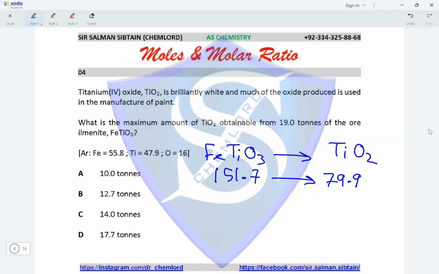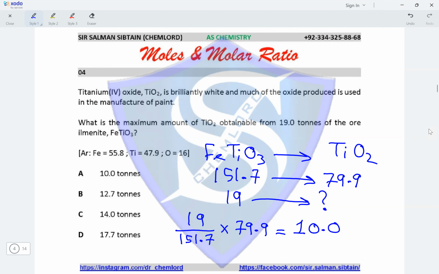So the masses used here are tons. 151.7 tons of ilmenite produces 79.9 tons of TiO2. The amount given to us is 19. So 19 tons of ilmenite would produce how much TiO2? The calculation would be 19 divided by 151.7 multiplied by 79.9, and this gives us 10.0 tons of TiO2 being produced, making option A the correct option for this question.